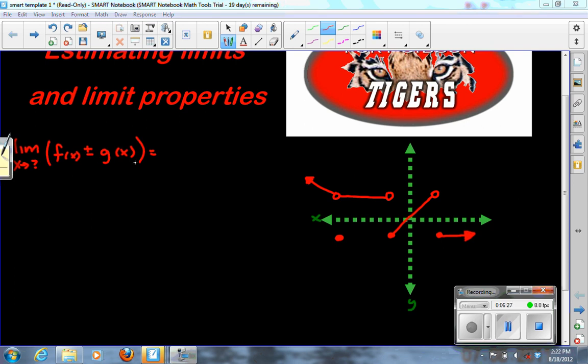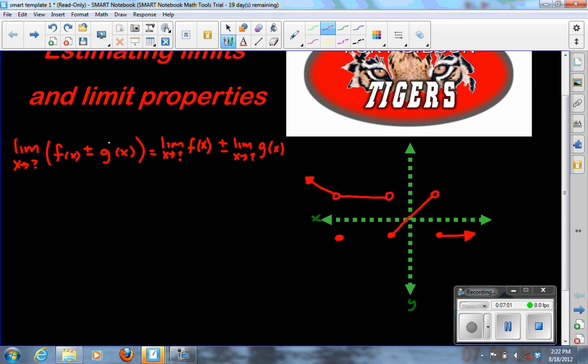So now let's get into some properties. The first property is if I have two functions that are being added or subtracted, this would read the limit as x approaches anything, this doesn't matter, of f of x plus or minus g of x, then all this can be rewritten like this. Each one can take the limit individually. So it would be the limit of f of x as x approaches anything, plus or minus that same limit as x approaches whatever that was, g of x. So essentially all I'm saying is you can split these two up into two different limit problems.